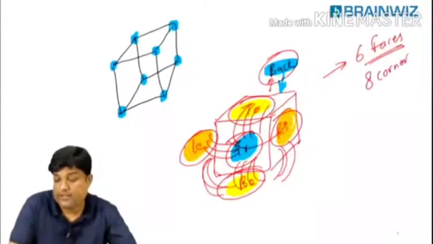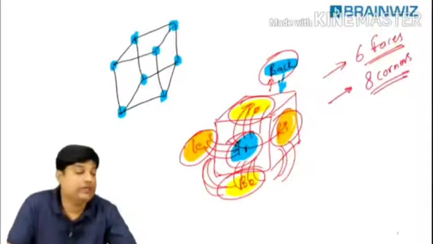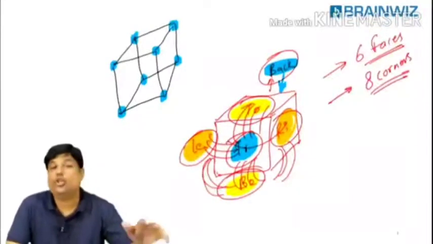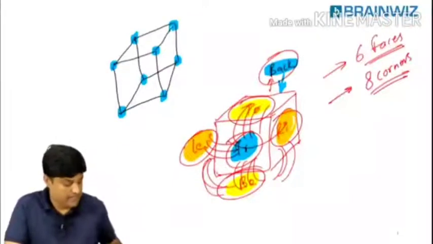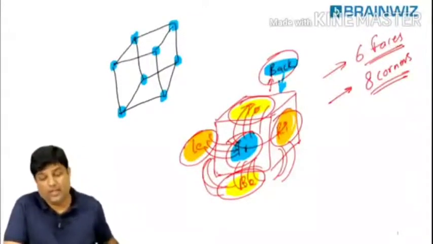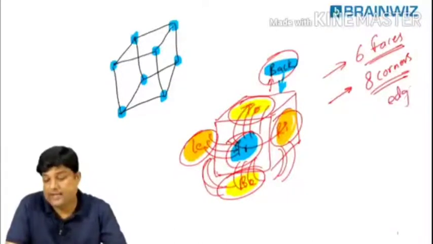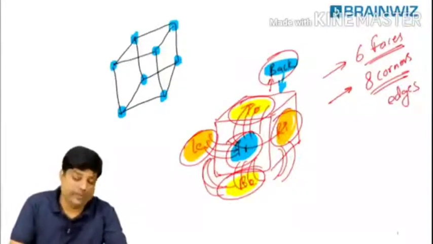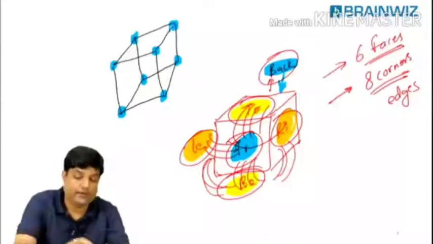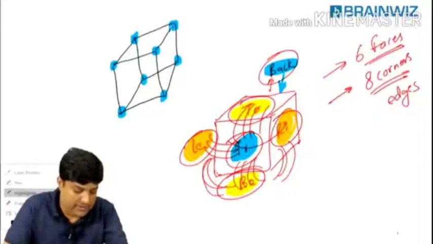How many corners are there? 8 corners. So we have to understand, Akshay, that's good. A cube has 6 faces and a cube has 8 corners. Are you understanding, everybody? And I would like to know how many edges are there. A cube has how many edges? That you are supposed to find out. Do you have any idea how many edges are there, students?